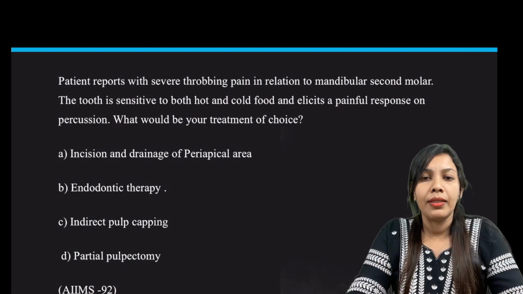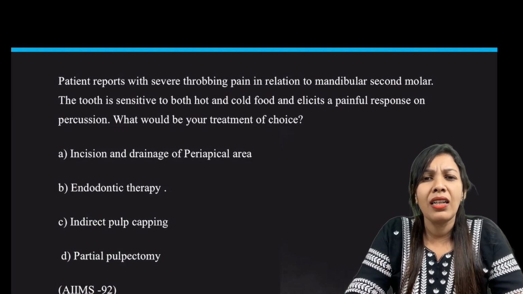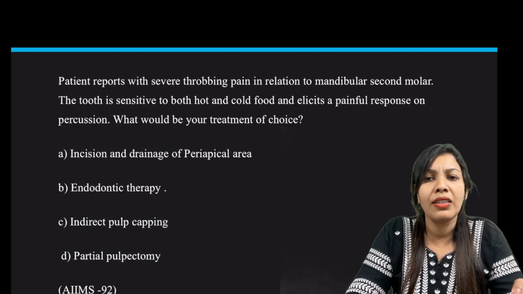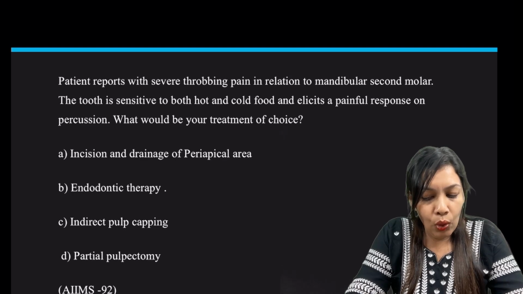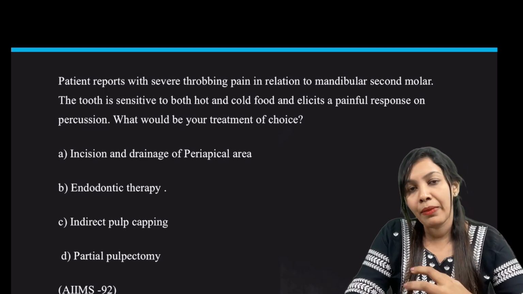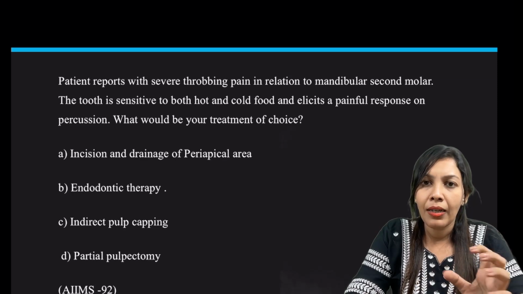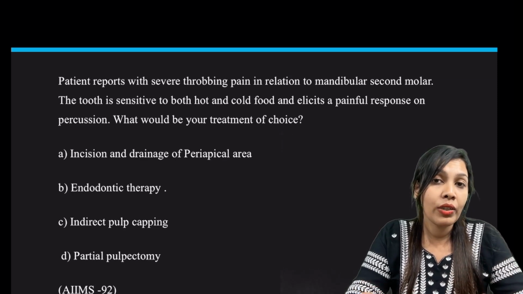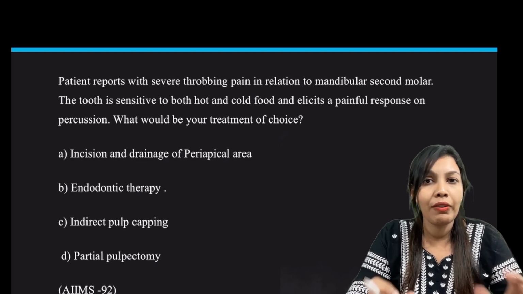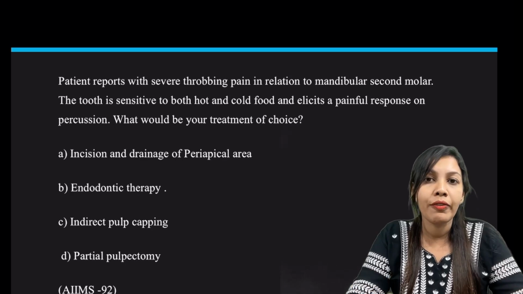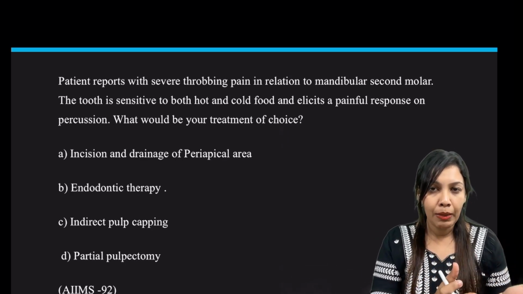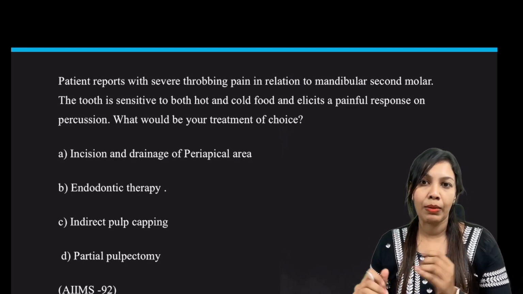So this is one question. Patient reported with severe throbbing pain in relation to the mandibular second molar. The tooth is sensitive to both hot and cold food. From that itself, we came to know that if the patient had told us only cold food, we would conclude that it is reversible pulpitis. Since it is hot and cold food, we should conclude that it has changed from reversible pulpitis to irreversible pulpitis.